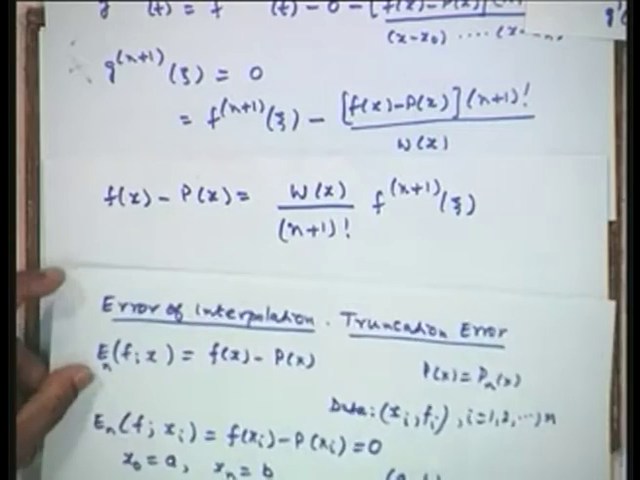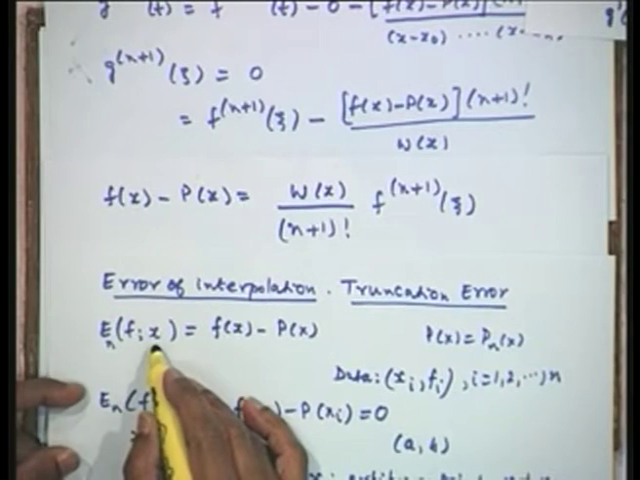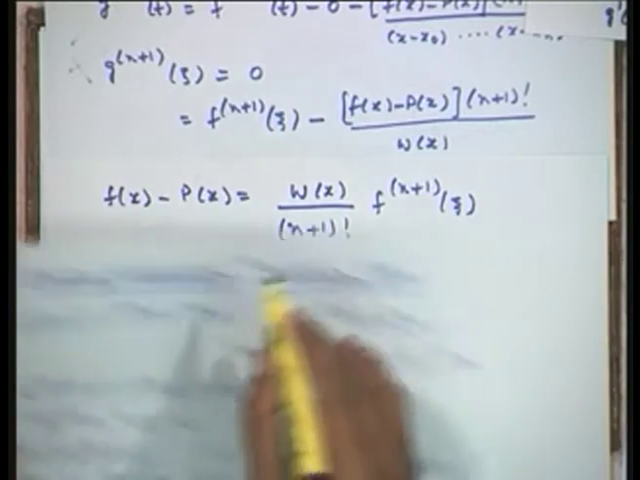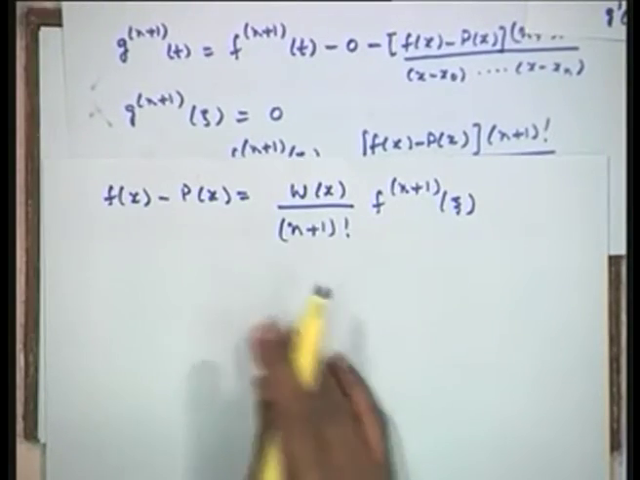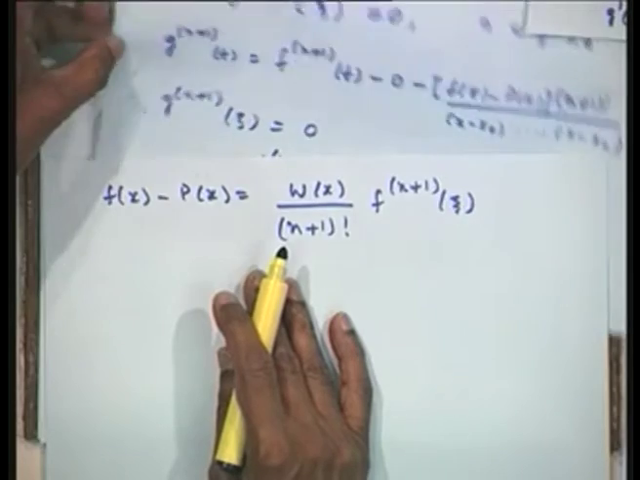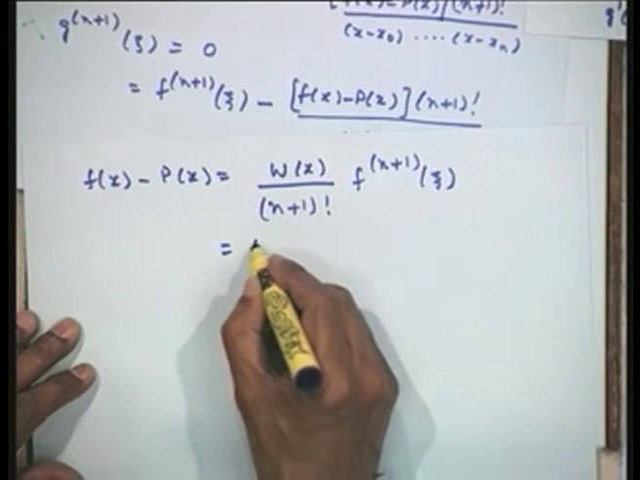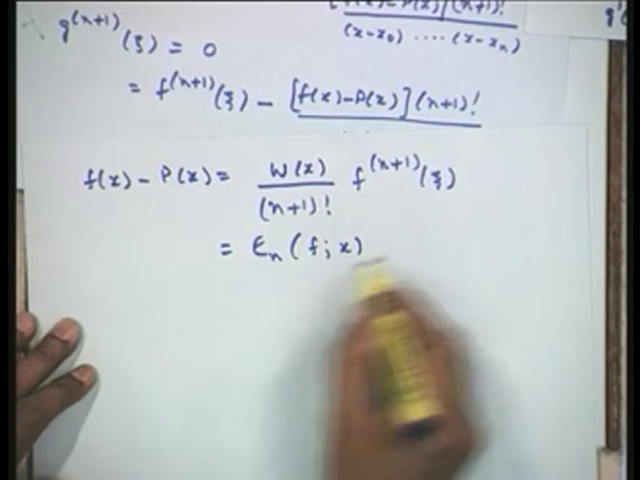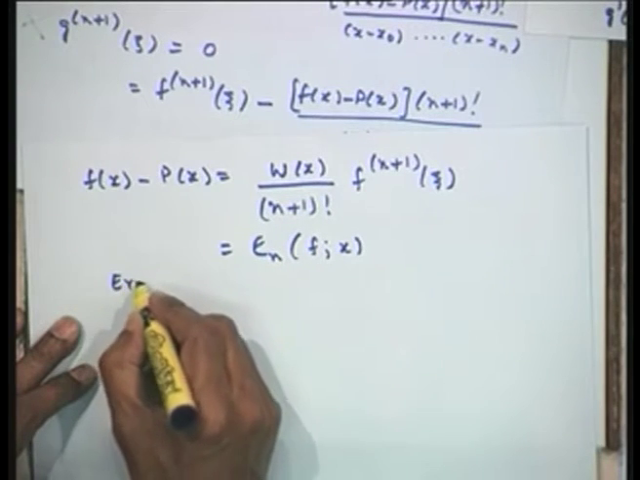And we started with the definition of the error of interpolation as f(x) minus p(x) equal to the error. Therefore, whatever we have derived now is nothing but the error of interpolation, and this is your error of f(x). This is your error of interpolation.